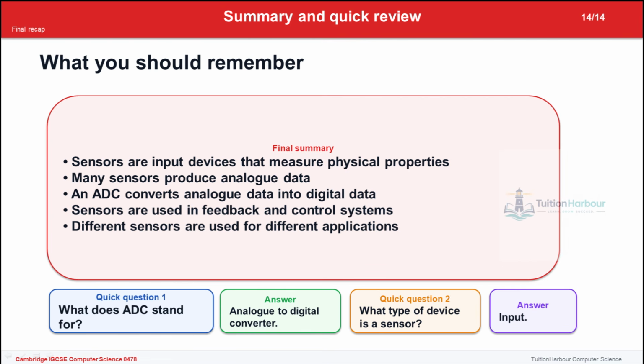Summary. Sensors measure physical properties. Many produce analog data which an ADC converts into digital data. Sensors support feedback and control systems, and different sensors are chosen for different applications.